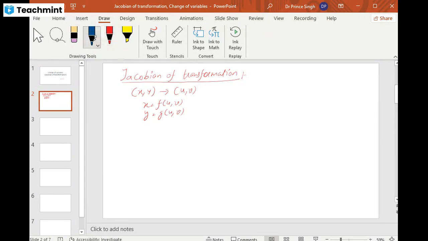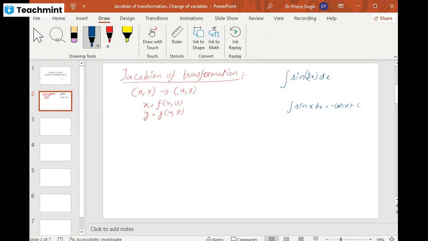To understand this particular concept, I'm considering a simple example of single integration. Suppose I want to integrate my function sine of 2x dx, right? I want to integrate this function. So here we know that the integral of sine x dx is minus cos x plus c. But here instead of sine x, we have a function sine 2x. So what can we do?